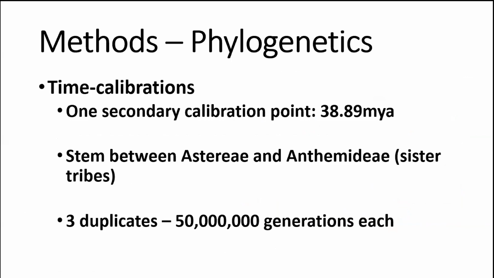We also did time calibrations, which I'll get to with the results at the very end to provide some context for everything that I go over today. We only used one secondary calibration point. There are really no good fossils throughout this tribe that we can use. And so we're using a secondary calibration point from a larger family-wide phylogeny that's at the base of the tribe Astereae and its sister Euthamia.